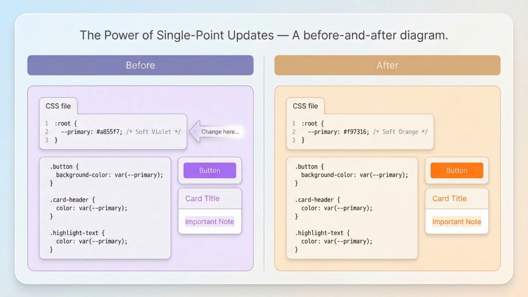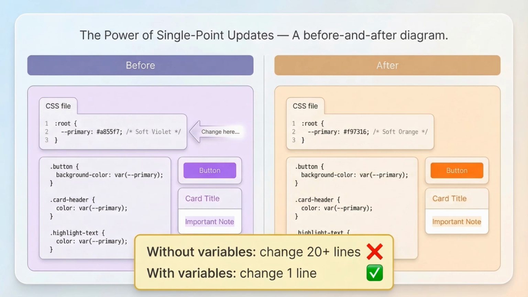This is the real payoff of using variables. Imagine your entire portfolio uses the primary color in 20 different places: headings, buttons, borders, links, hover states. If you decide to switch from purple to orange, you change exactly one line, the value assigned to primary inside :root. Every single element that references var(--primary) updates automatically. No find and replace, no hunting through your style sheet.